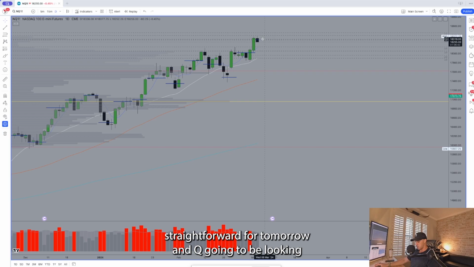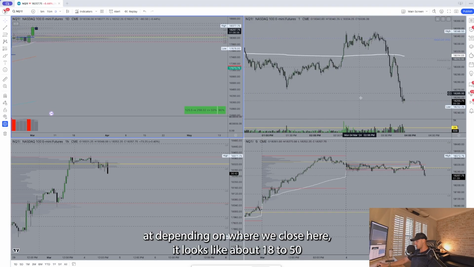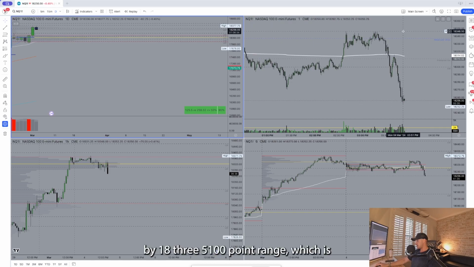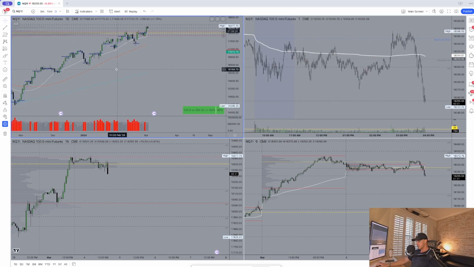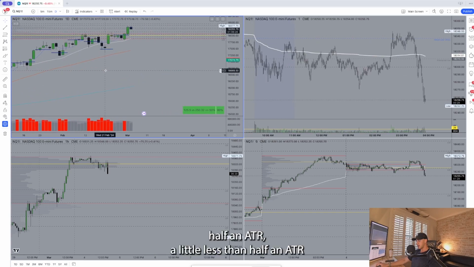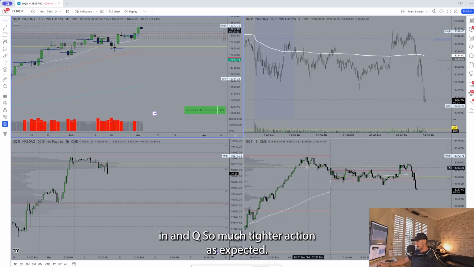So pretty straightforward for tomorrow in NQ. Going to be looking at, depending on where we close here, looks like about 18,250 by 18,350. 100-point range, which is half an ATR, a little less than half an ATR in NQ. So much tighter action as expected.